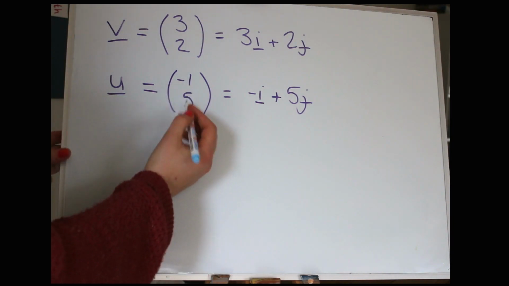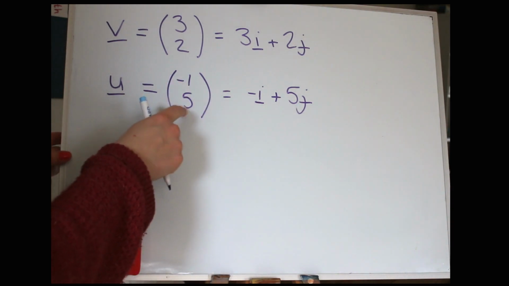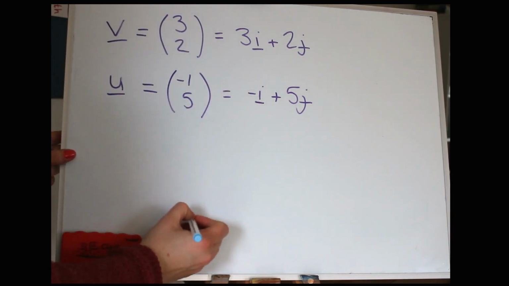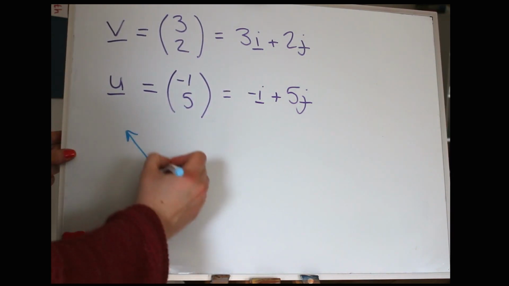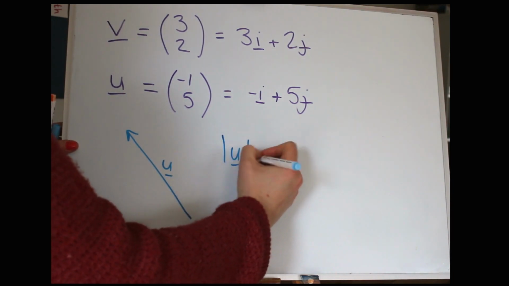If we want to sketch this out, it's going -1 in the horizontal, so that's left 1, and still +5 in the vertical, so up 5. Left 1 and up 5. It'll look something like that. And to find the magnitude of it, we're using Pythagoras again.